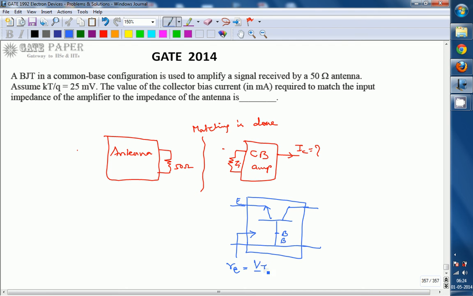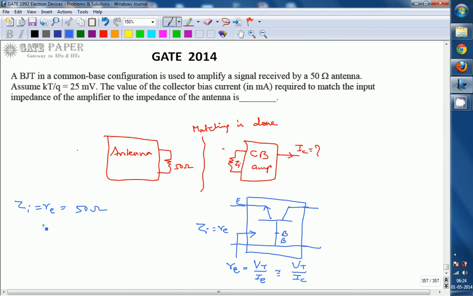RE can be written as VT by IE. For the BJT, the emitter current is approximately equal to the collector current, so it can be written as VT by IC. RE is equal to VT by IE, and VT by IC also we can write, because IE and IC are approximately equal. So RE is the input impedance, Zi is RE. So Zi has to be equal to RE. This has to match with the 50 ohm antenna impedance.